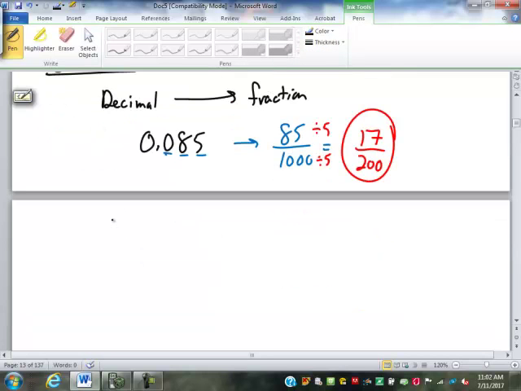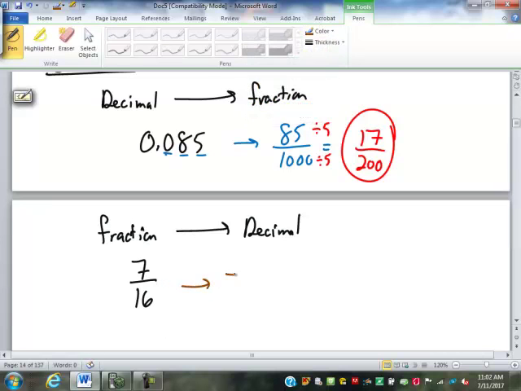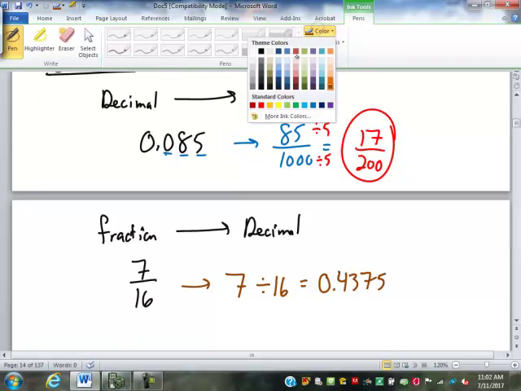You need to convert a fraction into a decimal. So for example, if I give you 7/16, how do you convert that into a decimal? 7 divided by 16. Was it 0.4375, I believe? 0.4375. Perfect.